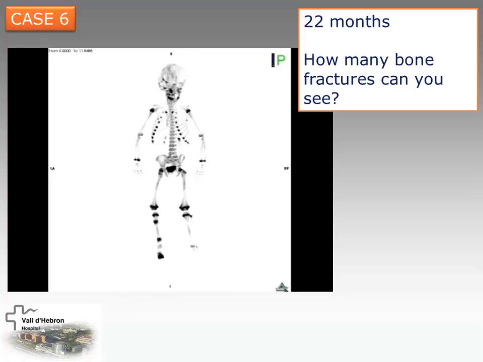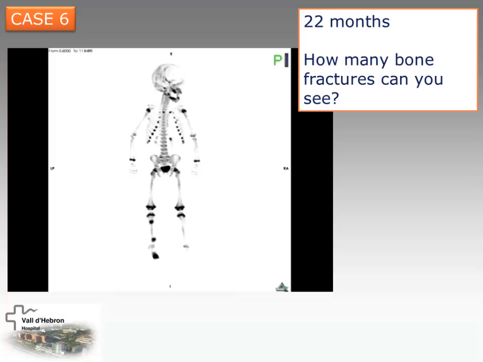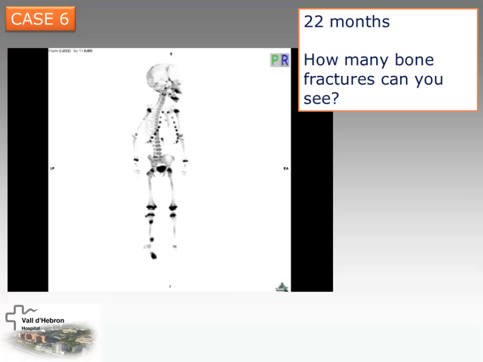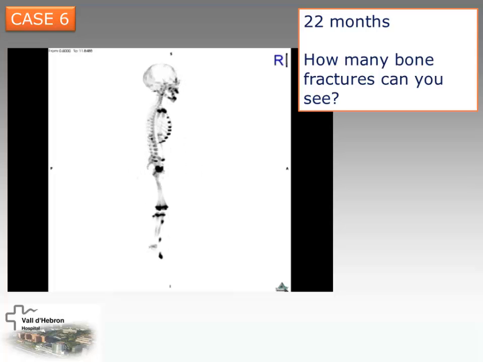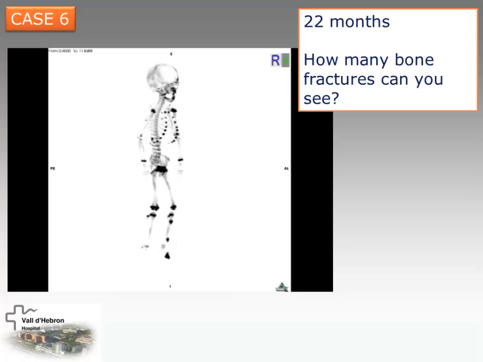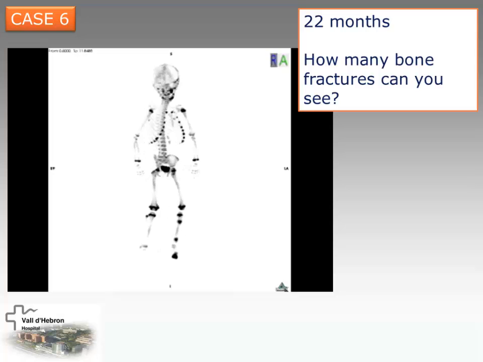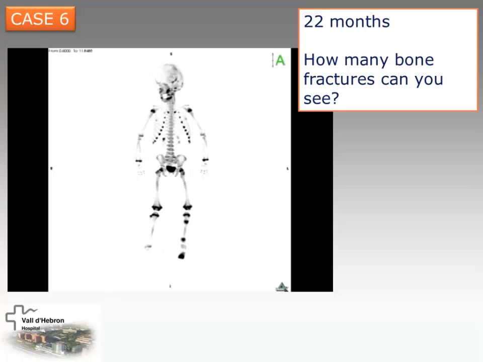Okay, and in this case, this is a 22 months old baby who is a battered child. How many fractures can you see here? What about the skull? Yes, all the coronal suture seems to be abnormal. And with that, we have to be very careful because very often it can be a lesion of the suture, but without alterations on the CT. Okay.